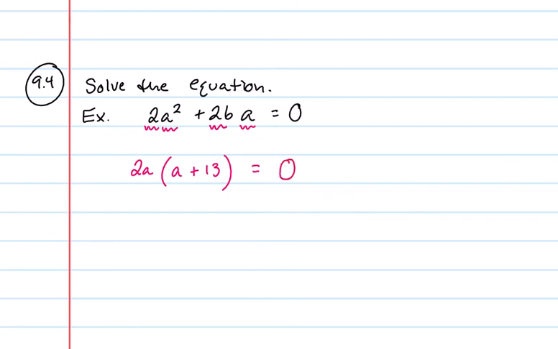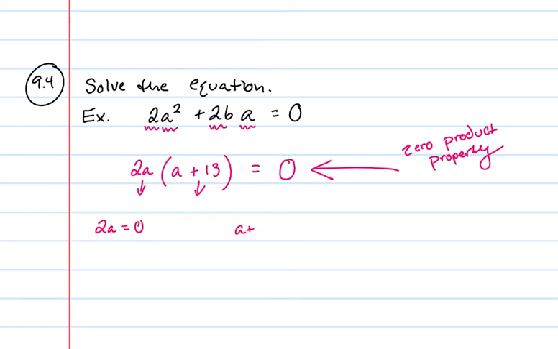And it's important to remember I need this to be set equal to 0 because I'm going to use what is called the zero product property. I have to have these set equal to 0. So if two things are multiplied and the result, the product, ends up being equal to 0, one of the things I'm multiplying, one of the chunks, has to be equal to 0. So I'm going to set them both equal to 0. 2a equals 0 or a plus 13 equals 0. One or the other. Well, I need to solve both of these.